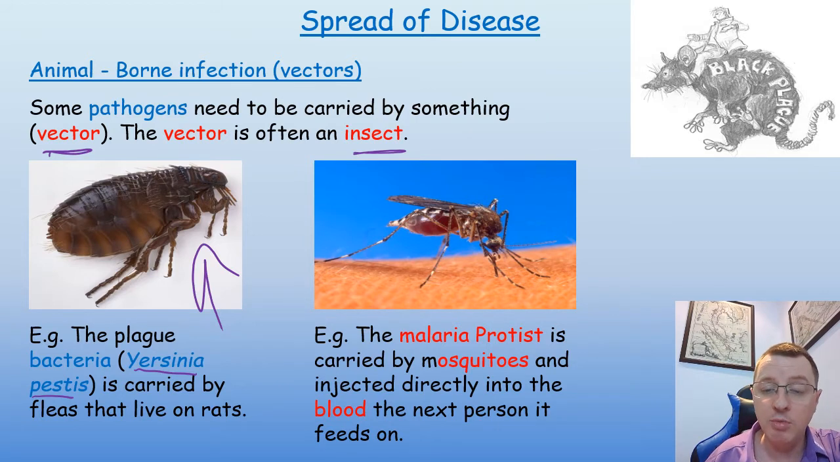A more common one nowadays is the mosquito, and the mosquito acts as a vector and carries the malaria protocyst, and again it can be injected directly into somebody's blood, infecting somebody from the mosquito bite. The next time a mosquito lands on a person and bites their blood, the mosquito will get infected with the malaria pathogen and can fly off and then inject somebody else and spread the disease from person to person.